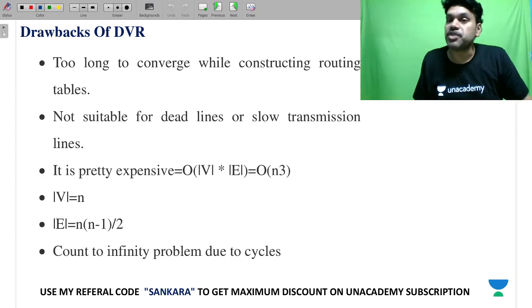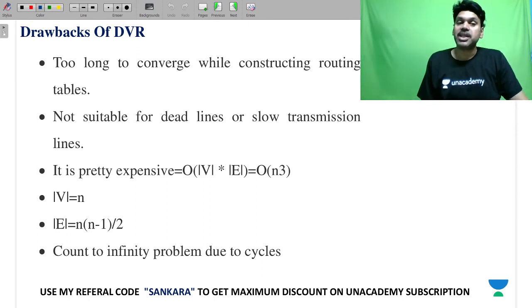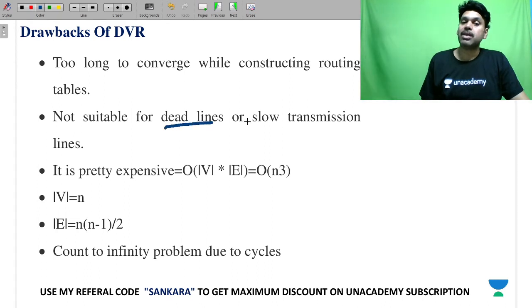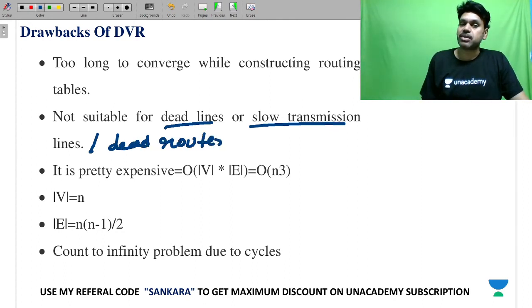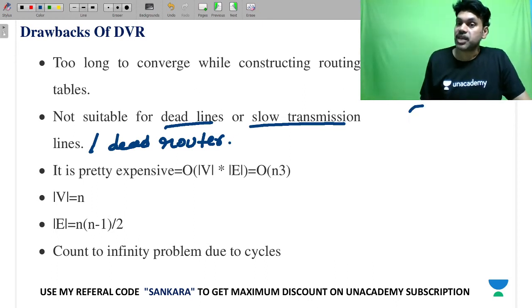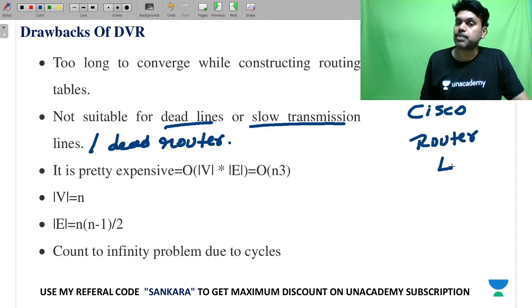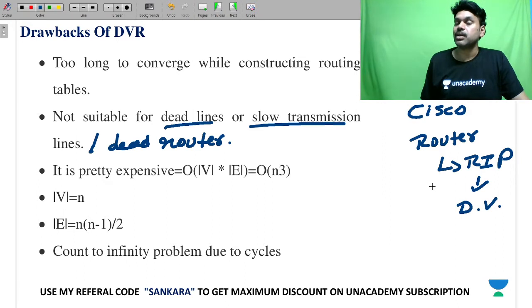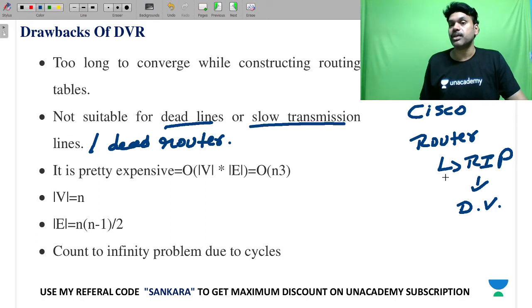So what are the drawbacks of distance vector? It is not suitable for dead lines, slow transmission lines, or dead routers. You need a very fast one, like a Cisco router, which uses distance vector only. Your Cisco routers are using RIP, Routing Information Protocol. Whenever I say Routing Information Protocol, it is indirectly using distance vector only. Linksys wireless routers are also following RIP only, distance vector routing.